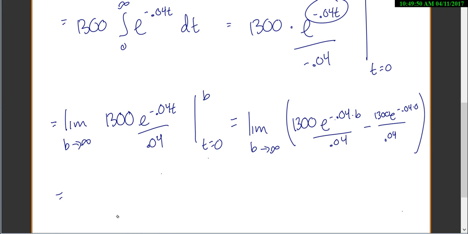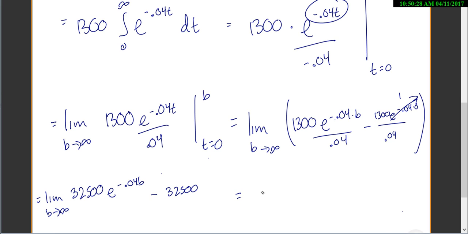Okay, so let's see what we get here. E to the power of 0 means that this thing goes to 1. Okay, and 1300 divided by 0.04 is 32,500. So we get 32,500 e to the negative 0.04b minus 1300 times 1 over 0.04 is 32,500. Oh, and I forgot to write in my limit. So this is still the limit as b approaches infinity. Okay. So I need to plug in the infinity. Let's do one more thing though.